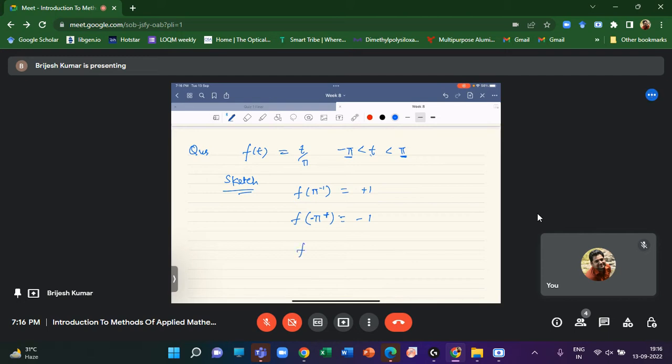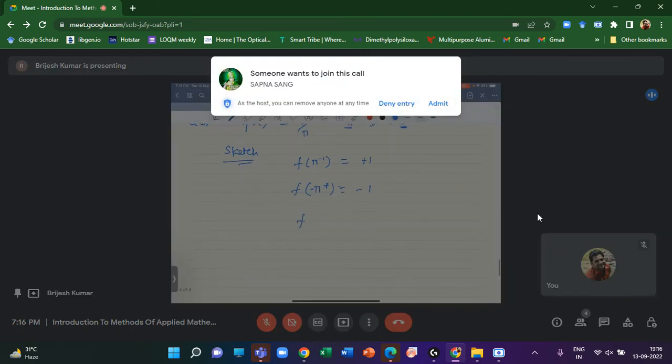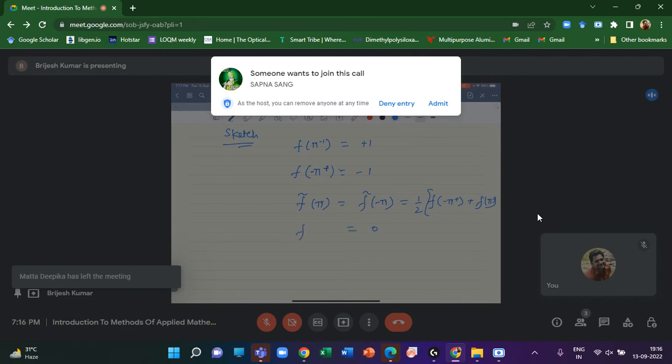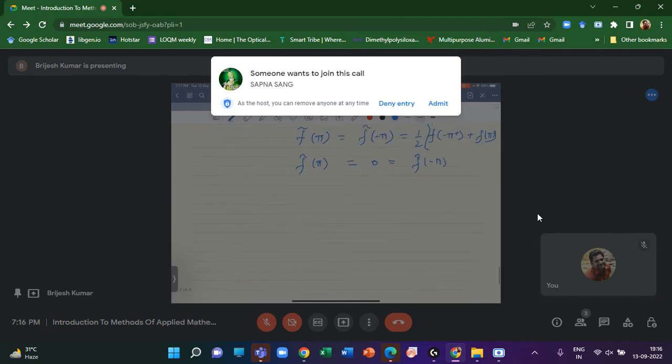So if we want to find the function at pi, it should be equal to the periodic expansion at T and minus T. This should be 1 by 2 of f of minus pi plus f of pi minus, right? So it will be 0 at pi and at minus pi. So we have to sketch this, right?